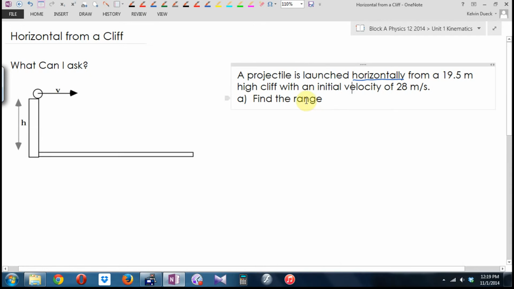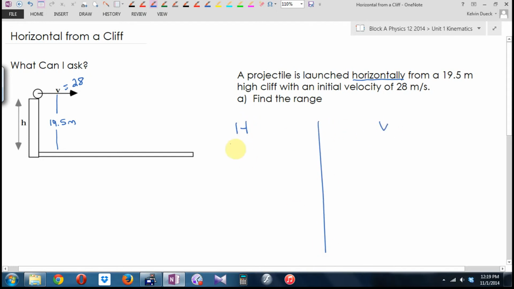Okay, so I have a 19.5 meter high cliff, and I have an initial velocity of 28 meters per second. I would do my usual T-table approach. I would break this up into its horizontal and vertical components. Right away, I would write ax is 0, ay negative 9.8. I would write vx is 28.